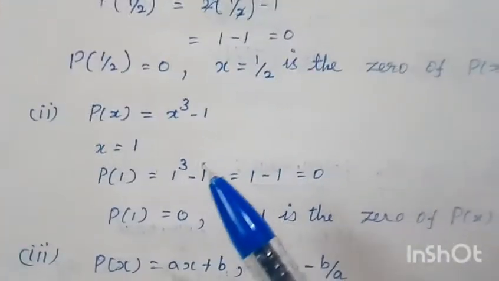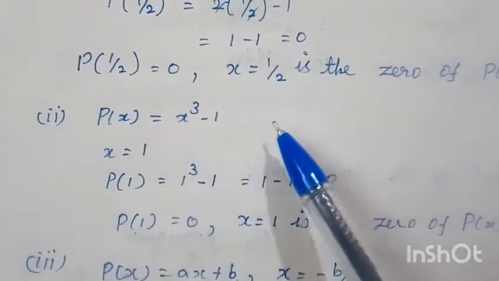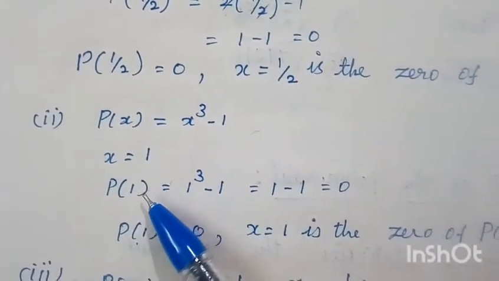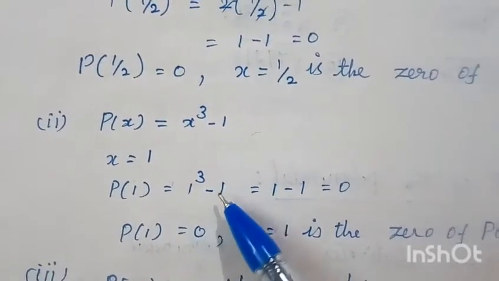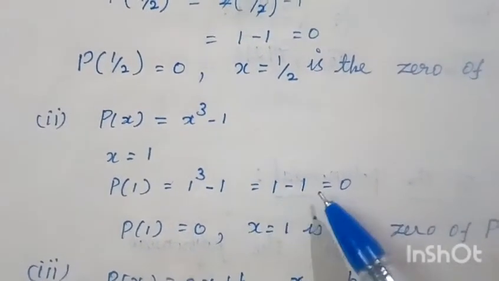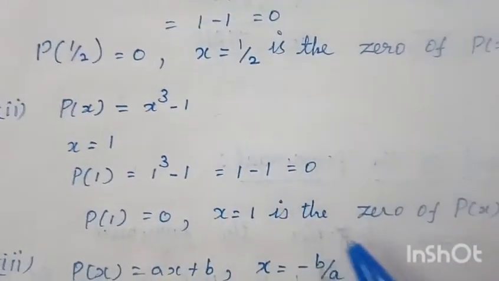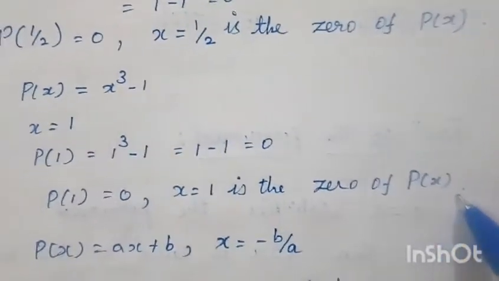The second problem, p of x is equal to x cube minus 1. The given x value is 1. You have to substitute the value, p of 1. That is equal to 1 cube minus 1. 1 cube value is 1. 1 minus 1, 0. So p of 1 equal to 0. So x equal to 1 is the zero of p of x.